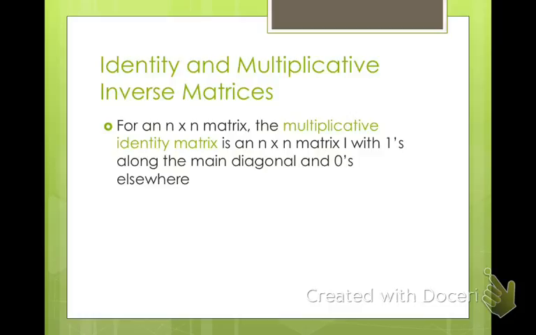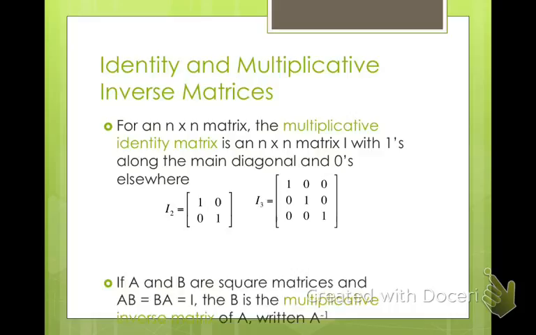The multiplicative identity matrix is an n by n, so same size matrix, with 1s along the main diagonal and 0s other places. So here's an example. So this would be a multiplicative identity matrix. So along the main diagonal, that's A1,1, and then B1,2. Is that how it works? Yes. Those are going to be where our 1s are, and everywhere else is going to be 0s. Okay, if we had a 3 by 3, it's along that same diagonal, and everywhere else is 0s.